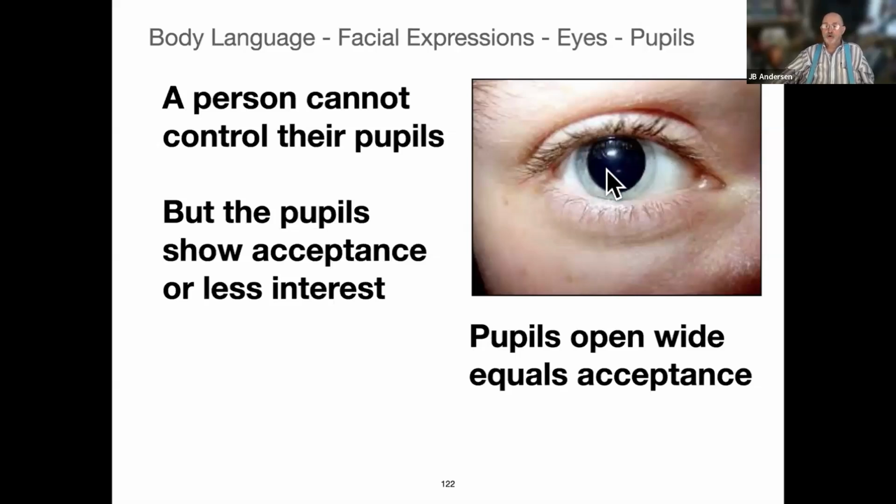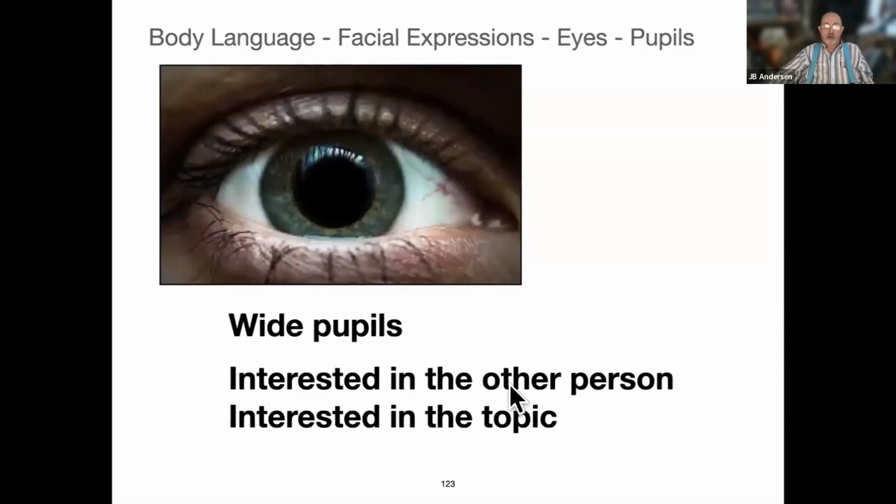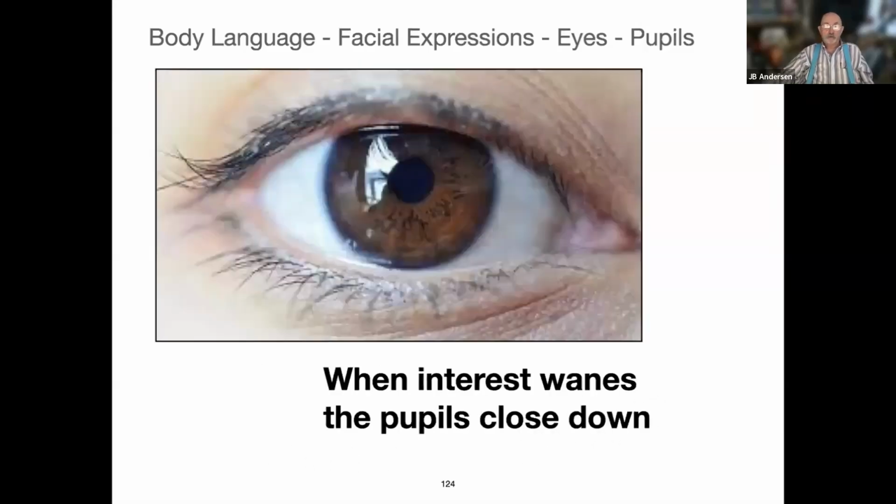When the pupil is wide open like this, or open, kind of three-quarters of the way, that means acceptance. I'm paying attention. Or it can mean, hey, I really like you too. Wide pupils, you're interested in the other person, or you're interested in the topic that they're talking about. When interest wanes, the pupil goes down and becomes much smaller. It closes down, such as you see here.